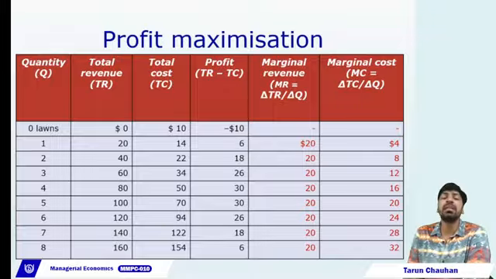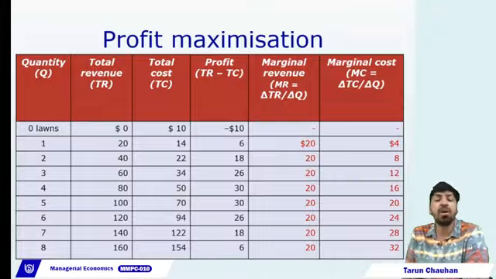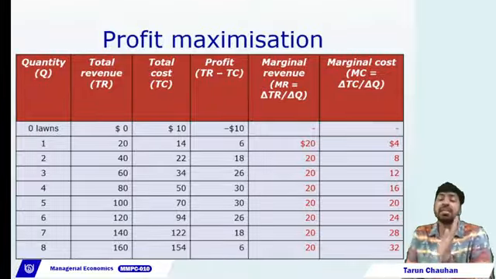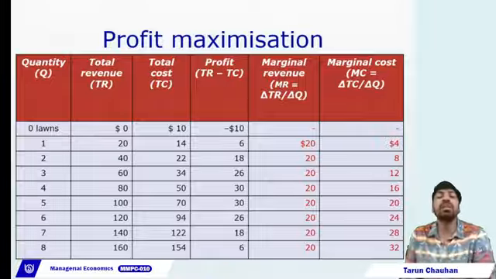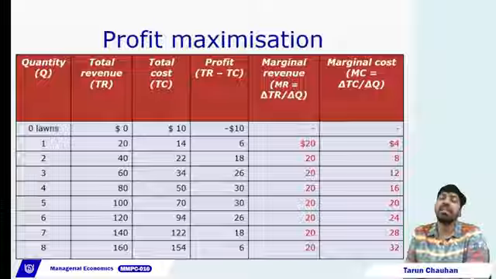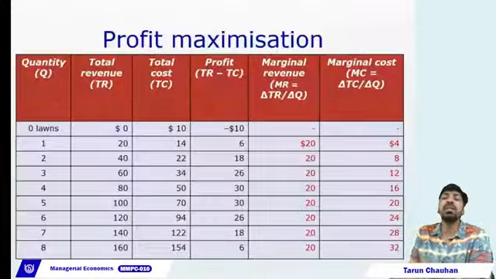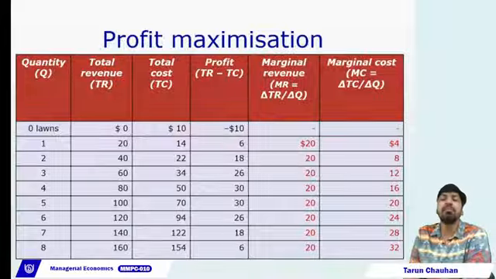If you look at the profit curve, it initially begins from a negative value, increases at an increasing rate, reaches a peak or maximum point, and then declines at a decreasing rate. That is the shape of the profit maximization condition, which incorporates the difference between total revenue and total cost. Under the profit condition, total revenue is more than total cost, and that turns into a profit. Marginal revenue always remains the same, that is 20.